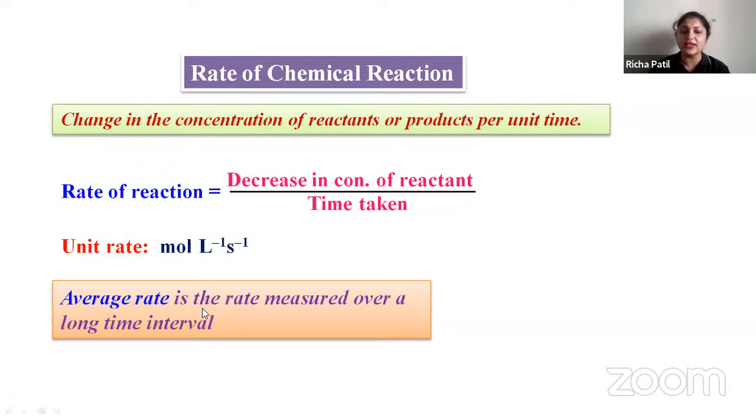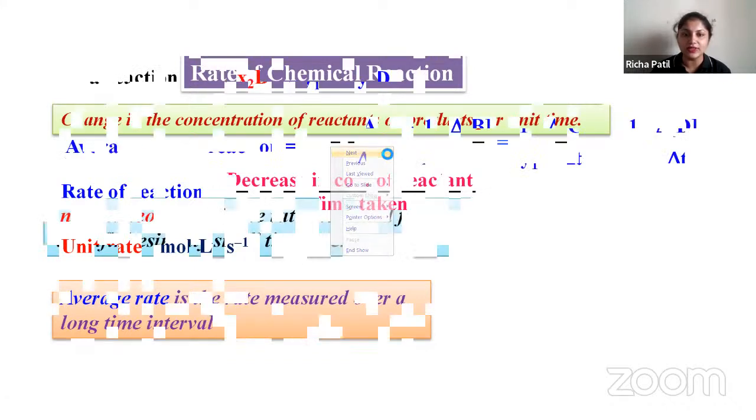So what is average rate? Average rate is a rate which is measured over a long time interval. So what do you mean by average rate? Average rate means it is average. It is a rate which is measured over a long time interval. So these are some definitions.